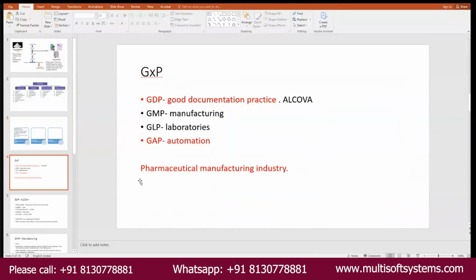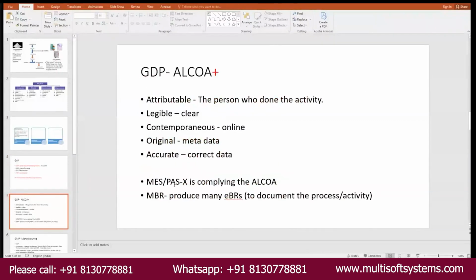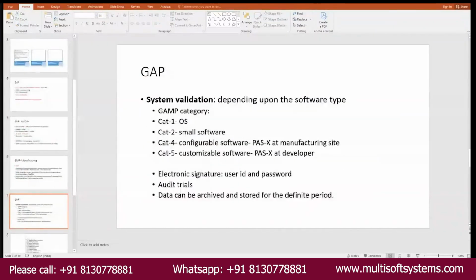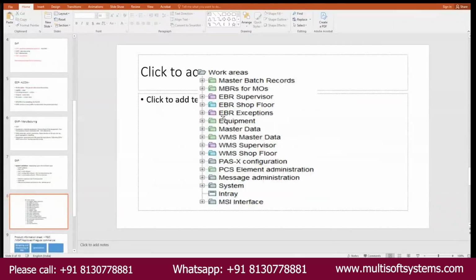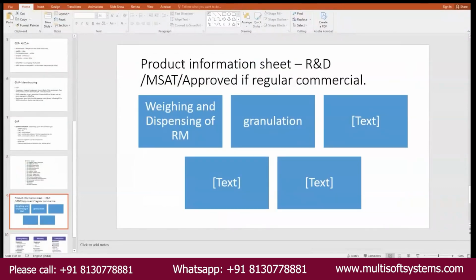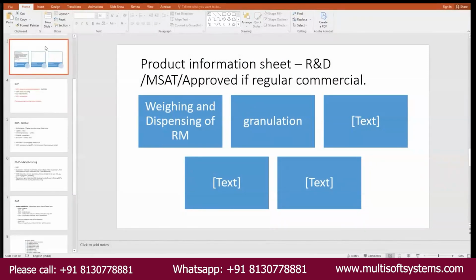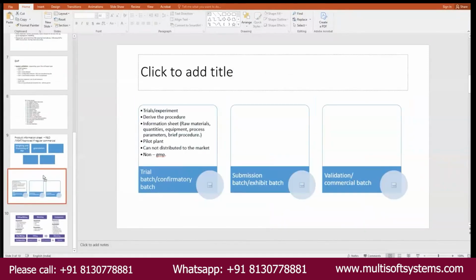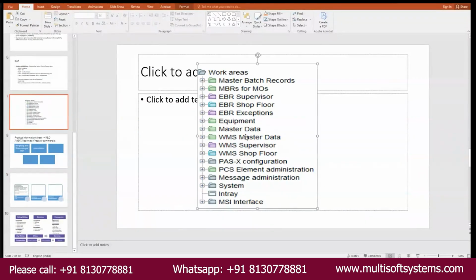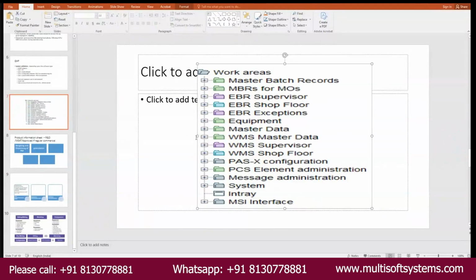And the next one is the GXP. It's also very important. GXP is nothing but all of GDP, GMP, and GLP. And this is the MES. That is the product information sheet, and we will also add the messaging in further sessions. And these are the work areas in the PAS-X.